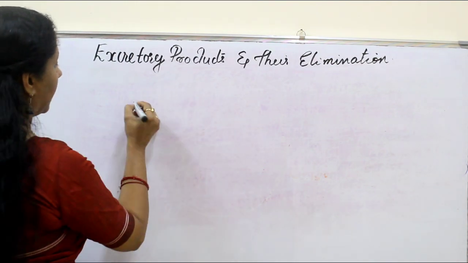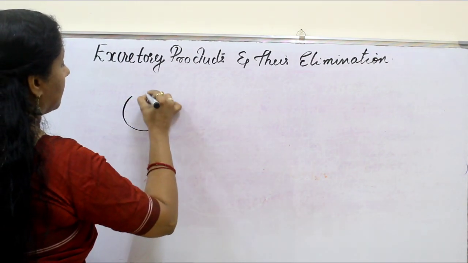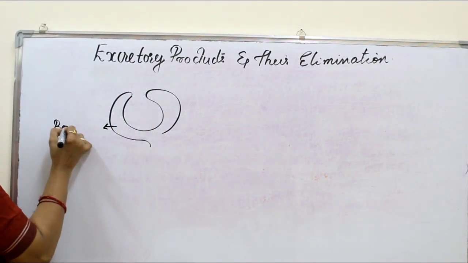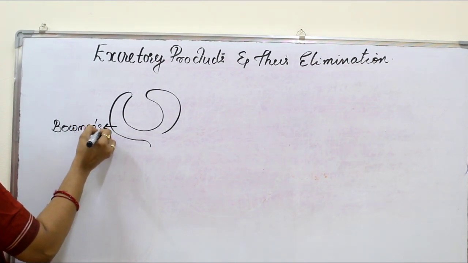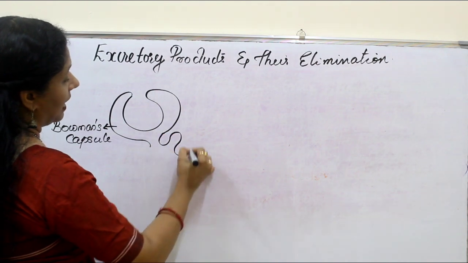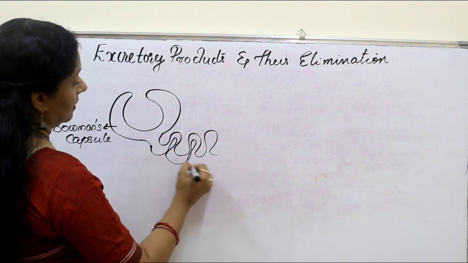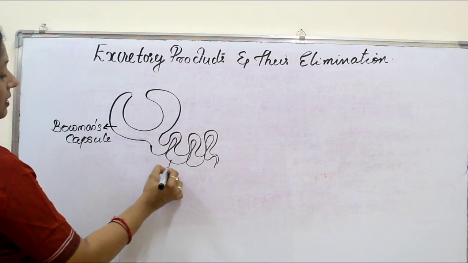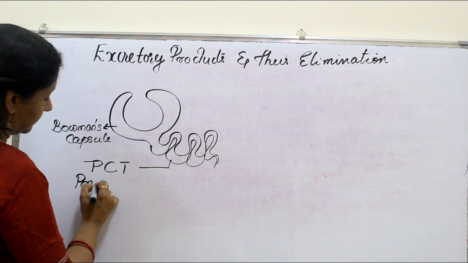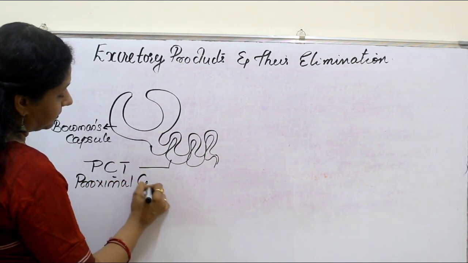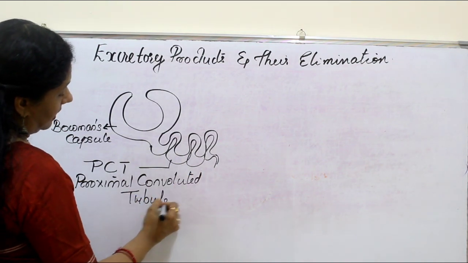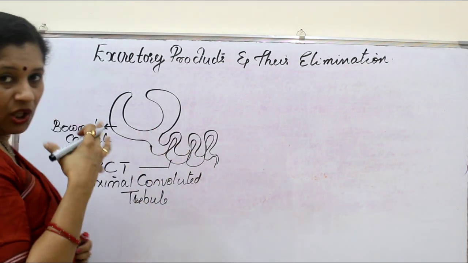First I will draw the tubular part. The tubular part starts with a cup-shaped structure. This is called a Bowman's capsule. Now from there the tubes are highly coiled. This structure is called a PCT, proximal convoluted tubule. Proximal means near, and convoluted means highly coiled tubule.